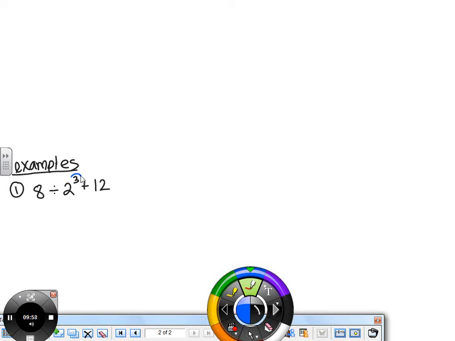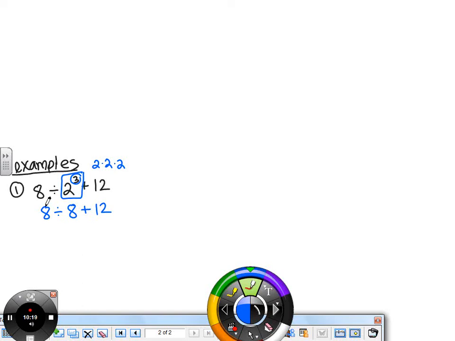We do have something with an exponent, and it's right here, part of this 2 to the third power. And again, remember that means 2 times 2 times 2. 2 times 2 is 4, times 2 again is 8. So I do that part of the problem. Everything else, very carefully, stays the same.